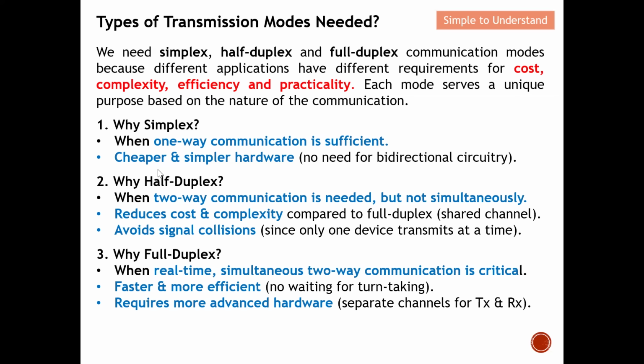Next is half-duplex, used when two-way communication is needed, but not simultaneously. We also reduce the cost. Just imagine this: the antenna can be shared. For example, you have a transmitter and a receiver, but you only need one antenna, because the antenna can be shared between transmitter and receiver. With this, you reduce the cost and also the complexity.